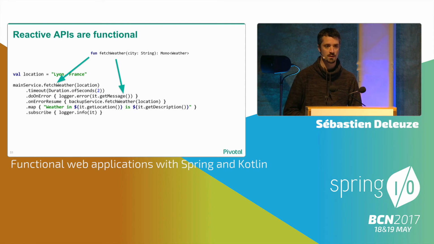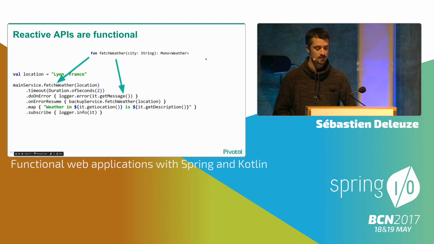The link with the topic of this talk is that reactive APIs are functional APIs. You are not going to write imperative code with one line per operation. We are going to build a reactive pipeline where you describe the transformation applied to the incoming data. If we take this example, we have a fetch weather method that returns a Mono of Weather, so that's a little bit like a future value of weather. The first step is to call fetch weather.